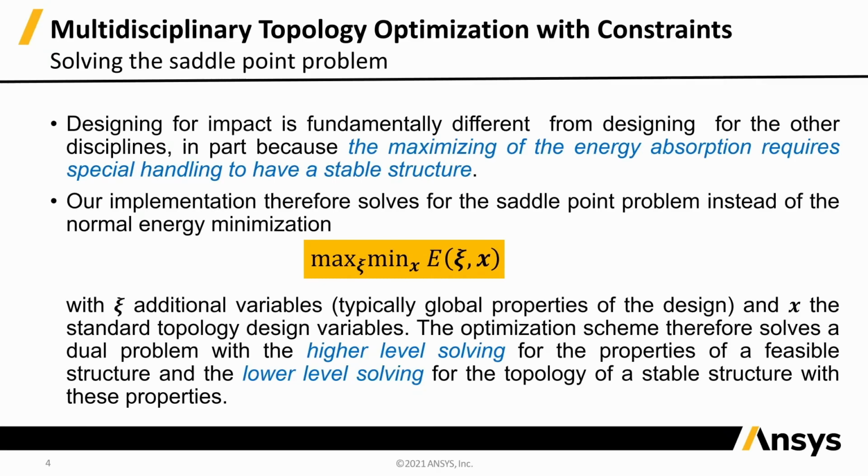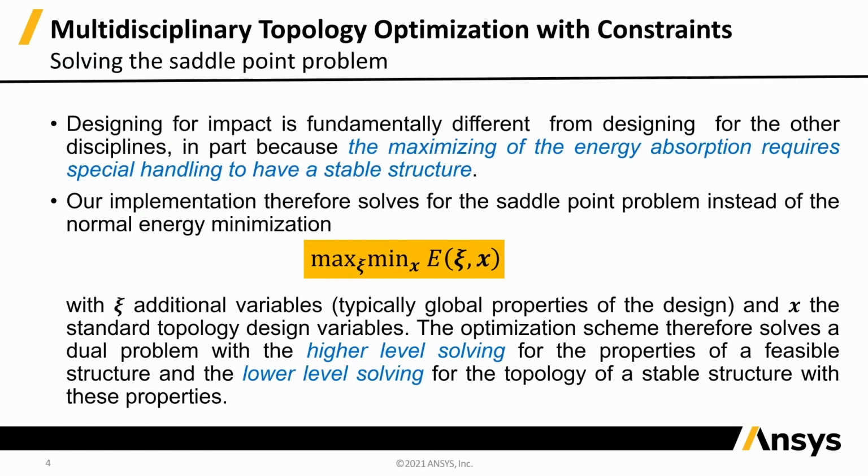But if you're doing crash analysis, issues like having the maximum energy become important, and you cannot design for that directly. A structure with the maximum energy absorption would be kind of unstable. I mean, typically you get your maximum energy at infinite displacements and stuff like that. So you have to have special methods to get an actual working structure from your problem statement. So what we're doing there is we're solving this saddle point problem.